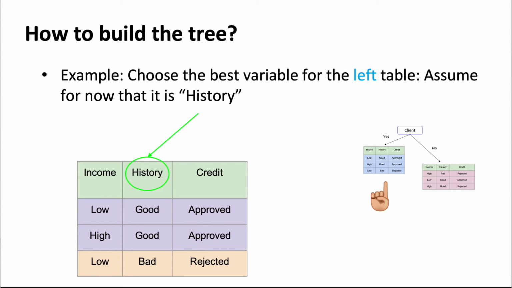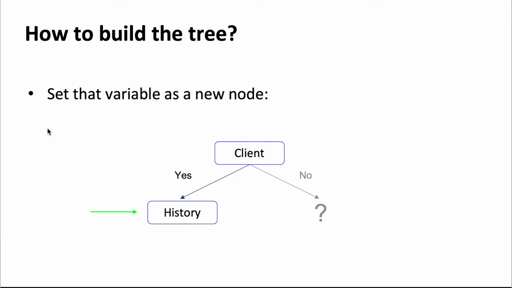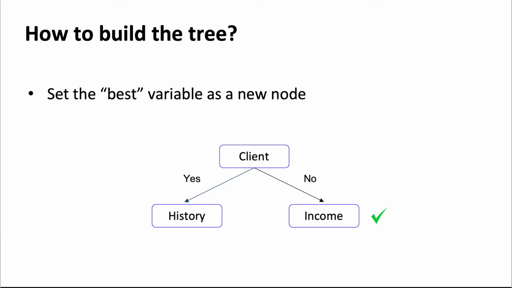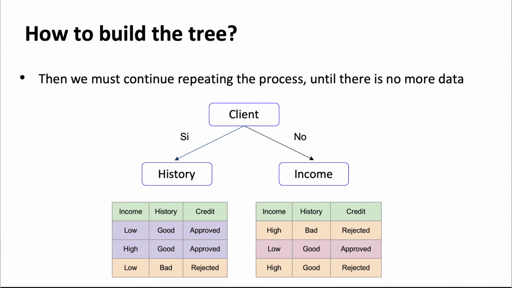In the left side, we have that table, and let's assume that the best variable in this case is history. So we go and set, again, the variable history in that node. So now for the right side, let's assume here that the best variable is income, okay? So we go and set income in the right side. And again, we must continue the process. We have the current version of the building tree, and we have on each side different tables.